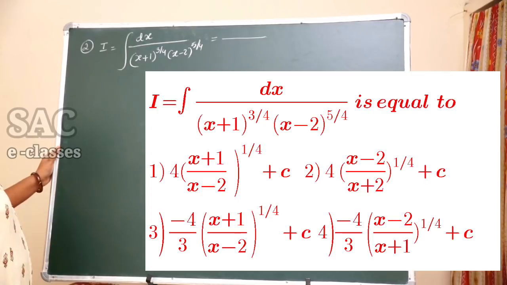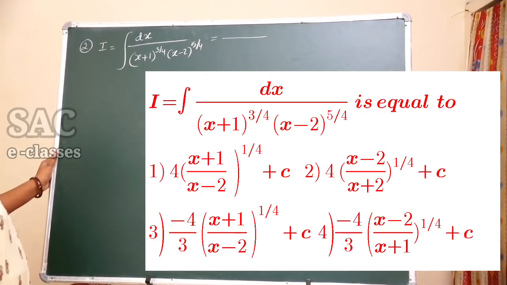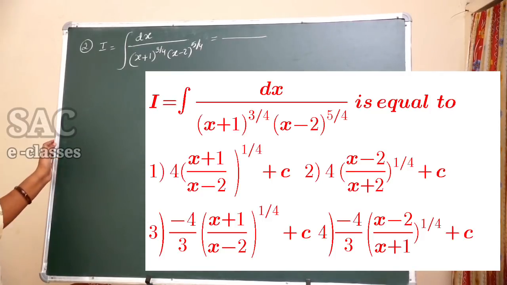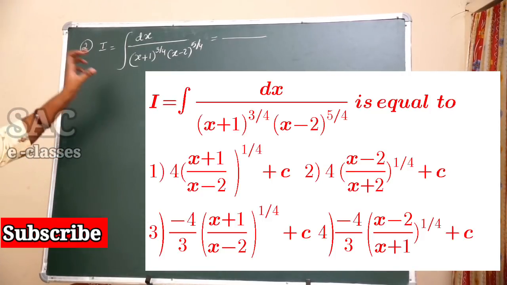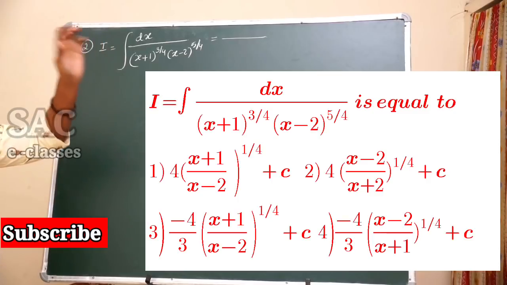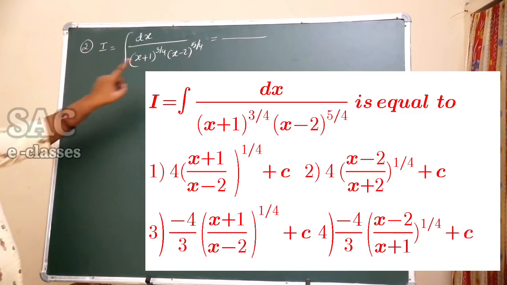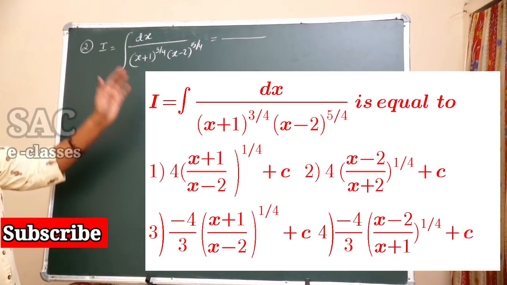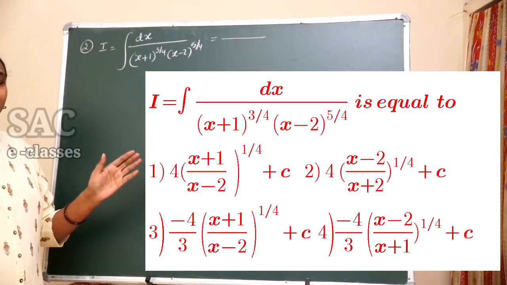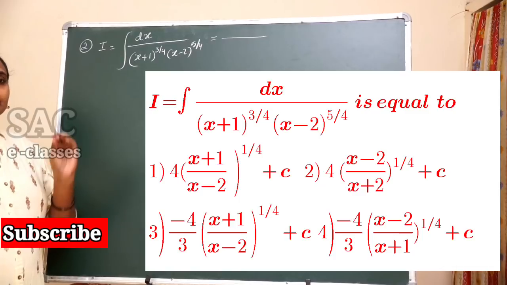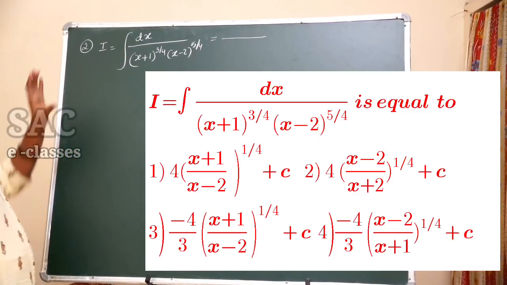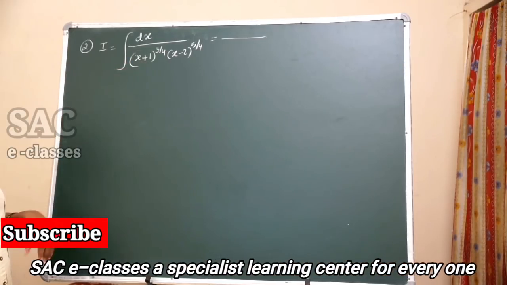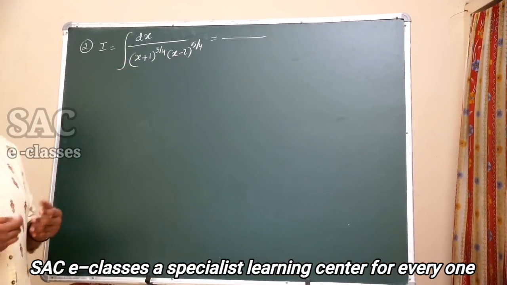Here the integration of dx by (x plus 1) whole power 3 by 4 into (x minus 2) whole power 5 by 4 is given. This is a very important model. They asked this in 2012 and even 10 years back, in 2002 also, they asked the same problem but in a different manner. Maybe in place of x plus 1 they have taken x minus 3 or something.